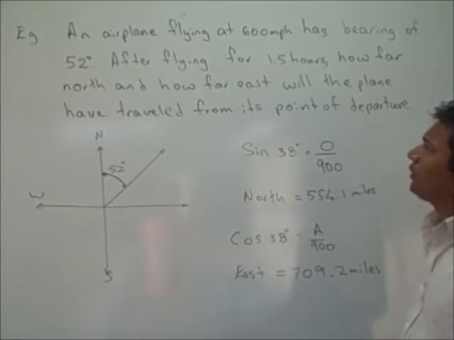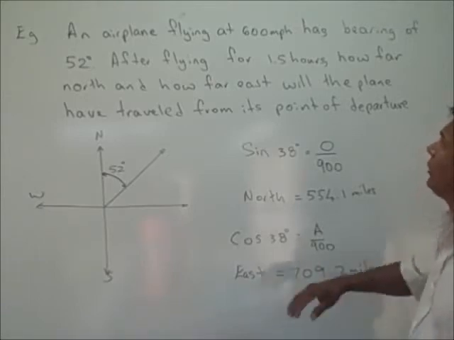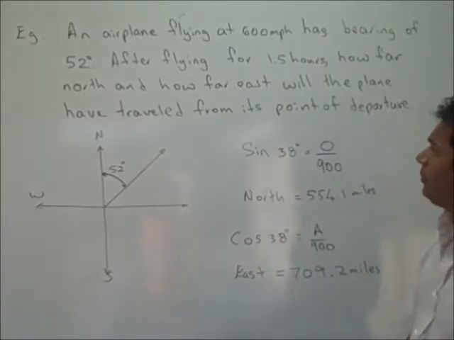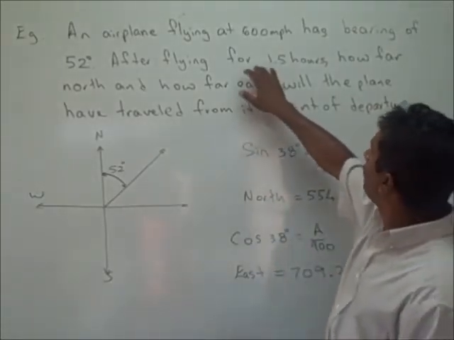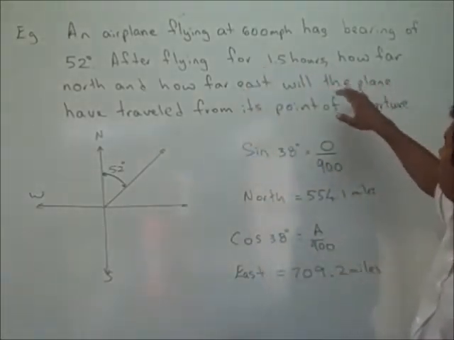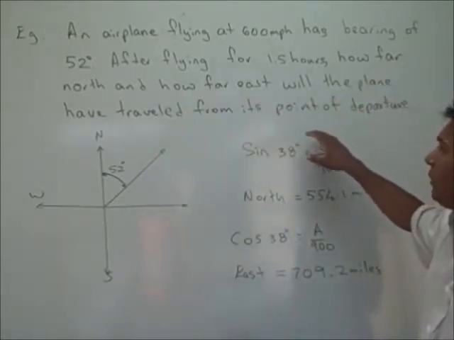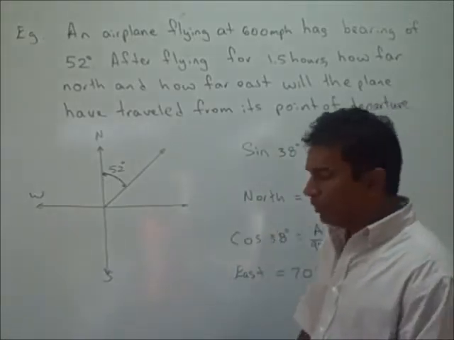In this example, we're told that an airplane is flying at 600 miles per hour and has a bearing of 52 degrees. After flying for 1.5 hours, we're trying to find out how far north and how far east the plane would have traveled from its point of departure.